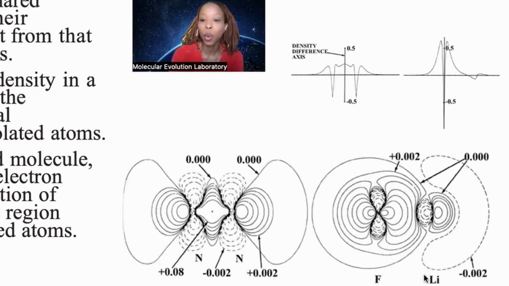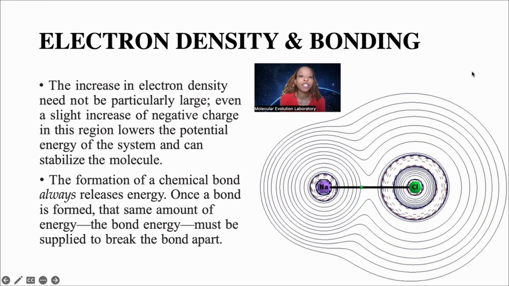And this is showing the electron density as well as the negative charge in lithium fluoride. And this is the density difference plotted on an axis. The increase in electron density need not be particularly large. Even a slight increase of negative charge in this region lowers the potential energy of the system and can stabilize the molecule. The formation of a chemical bond always releases energy.